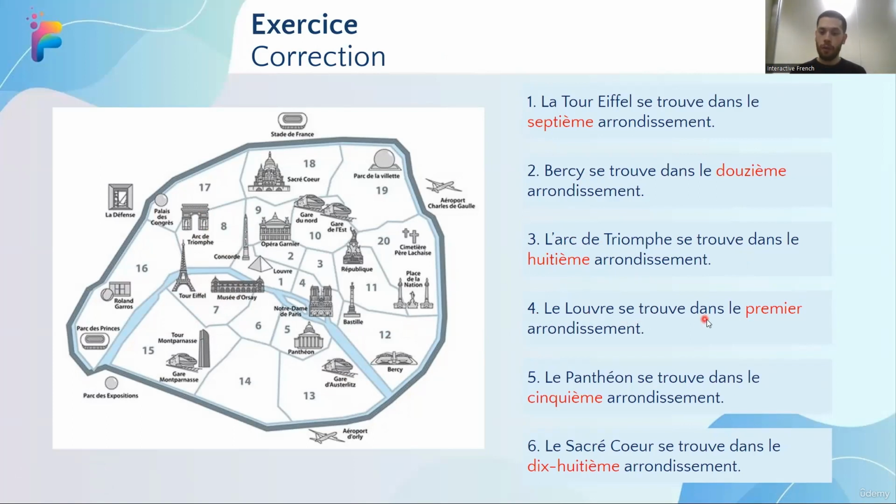Next, we have le Louvre. Le Louvre se trouve où? Il se trouve dans le 1er arrondissement, the first. Now, we also have le Panthéon, which is right here. Le Panthéon se trouve dans le 5e arrondissement. And finally, le Sacré-Cœur se trouve dans le 18e arrondissement. Here we go, right here, le Sacré-Cœur.